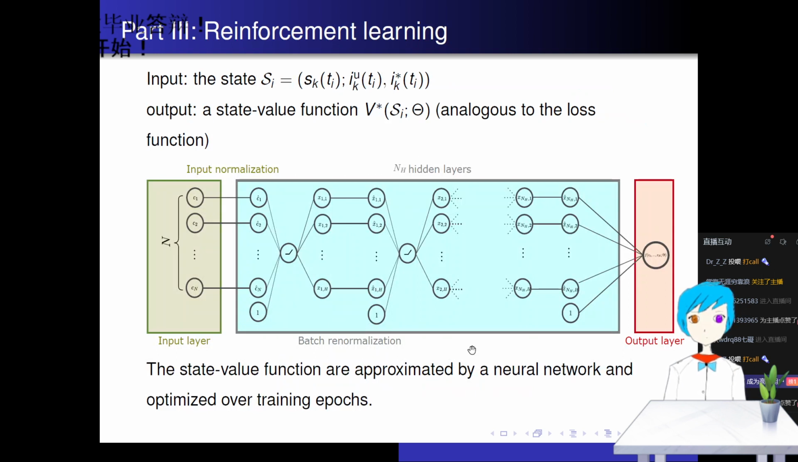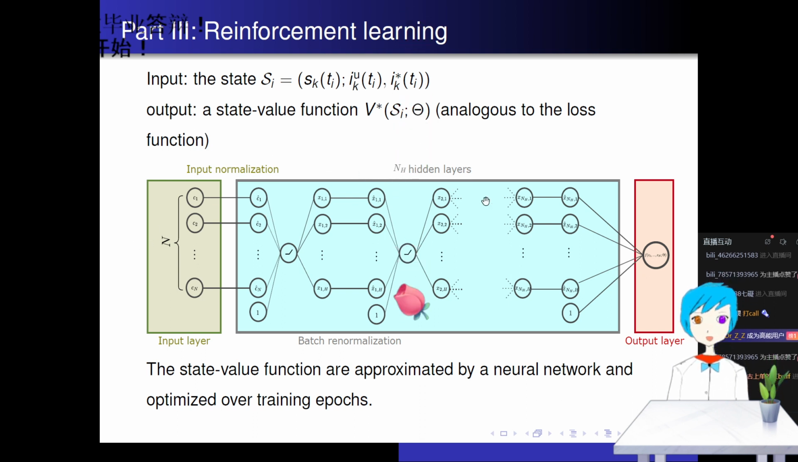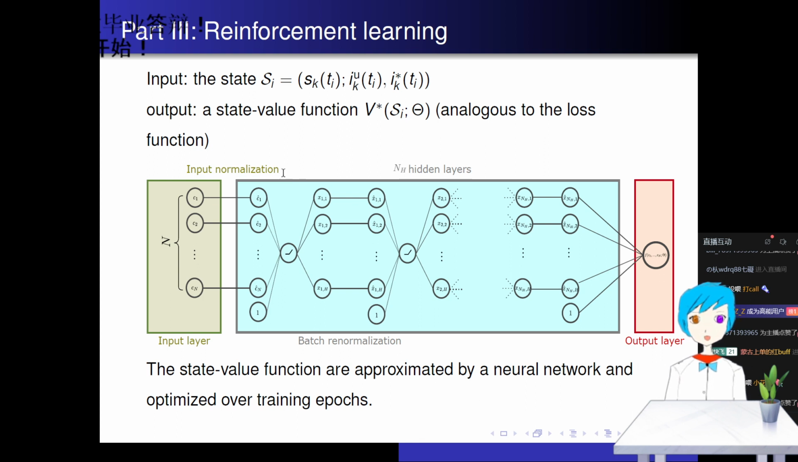Sometimes we may not have access to the exact dynamics, or we may not have access to the future time budget. So we can perform reinforcement learning to choose our next action based on our current situation. So we input the current situation, we perform reinforcement learning to use a network to output a state value function, which is analogous to the loss function in the Pontryagin maximum principle approach.